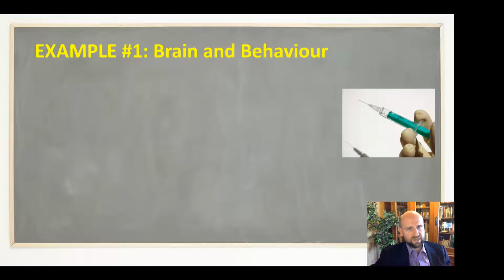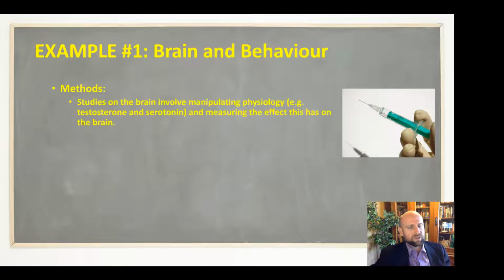Now, let me give you a couple of examples. Let's say the question's brain and behavior. First of all, what are the methods? Well, often when we study the brain, we change people's physiology, like their serotonin levels or their testosterone levels, and then we measure the effects that this has on the brain. That's the methods. So where's the potential for harm in this?